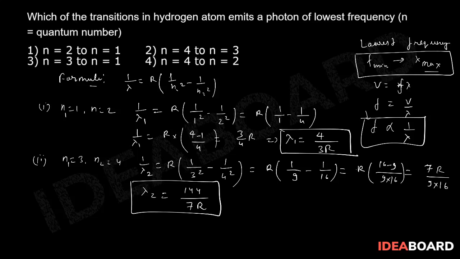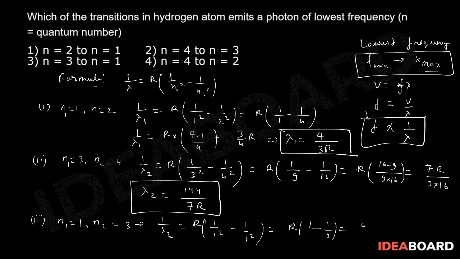Now taking the third combination. The third combination is n1 is equal to 1 and n2 is equal to 3. So I can apply 1 upon lambda 3 is equal to R into 1 upon 1 square minus 1 upon 3 square, which gives us R into 1 minus 1 upon 9. So this will be 8R by 9. From there, lambda 3 is going to be 9 by 8R. Okay, so this is our lambda 3.